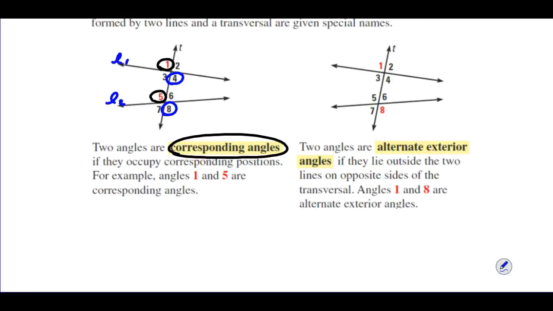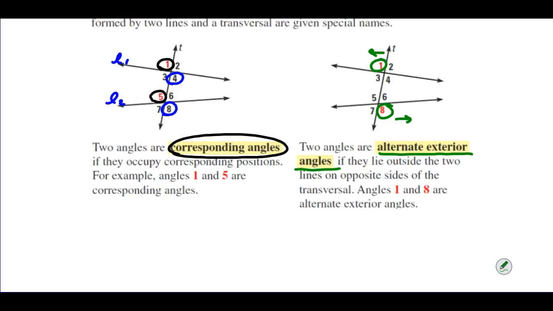In the second diagram that you see here, two angles are called alternate exterior angles if they lie outside the two lines but on opposite sides of the transversal. Again, that's called alternate exterior angles. Exterior meaning they're on the outside of the transversal, and alternate to show that one would be on the left and the other would be on the right. They are not corresponding because they're not in the same position. They are called alternate exterior angles.